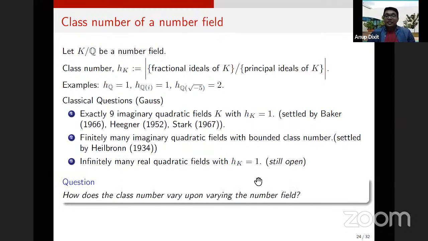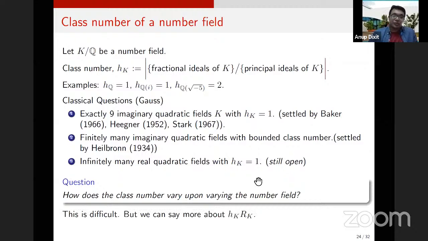And this is the question that we are looking at: how does the class number vary on varying number fields? So this seems like a very arithmetic problem, but the only approach to this type of problem so far is through the study of L-functions. So here's what we will do. First off, this question is very difficult, so we will make it slightly easier.